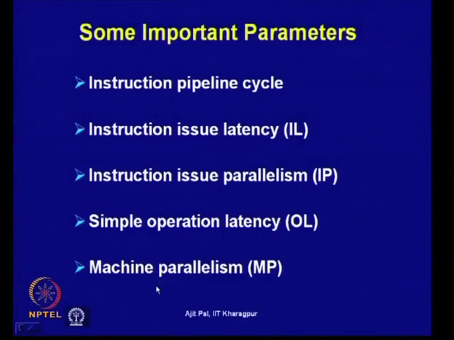And then machine parallelism will tell you the number of instructions in flight simultaneously at a particular instant of time. For example, if you have a K stage pipeline, then when the pipeline is full, if the number of stages is k, then k instructions will be in flight simultaneously as the instructions get executed. So, this is the machine parallelism for a simple pipeline processor, it is equal to k.